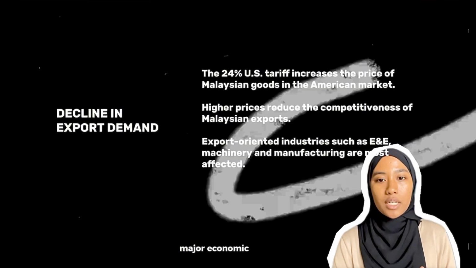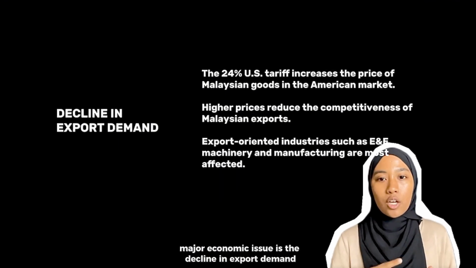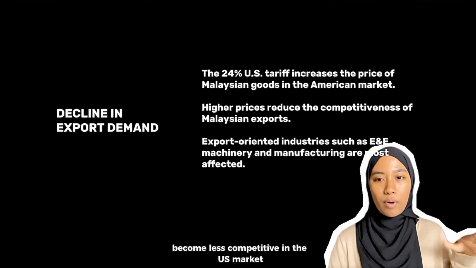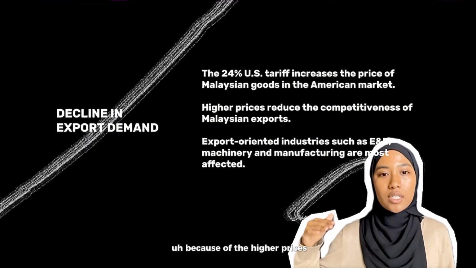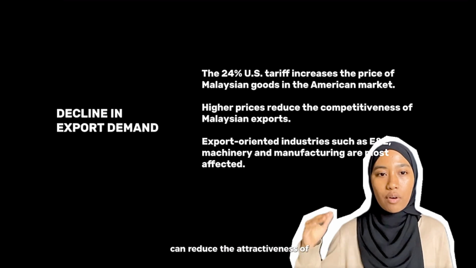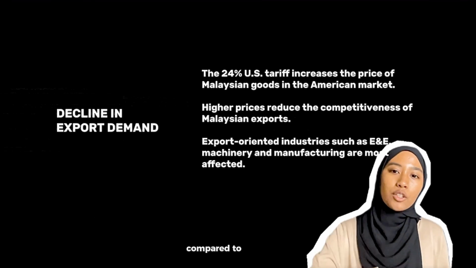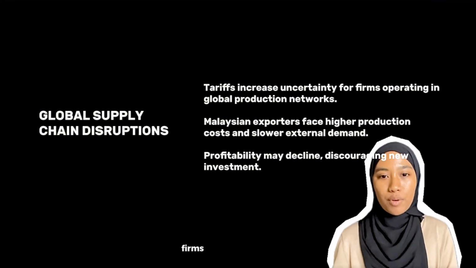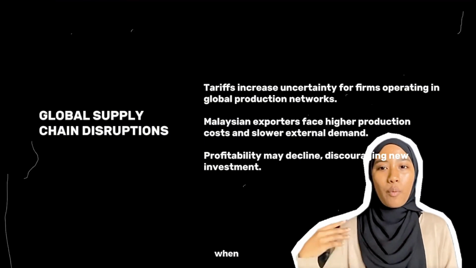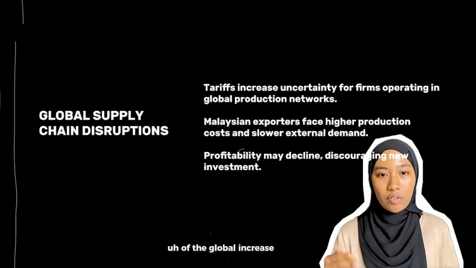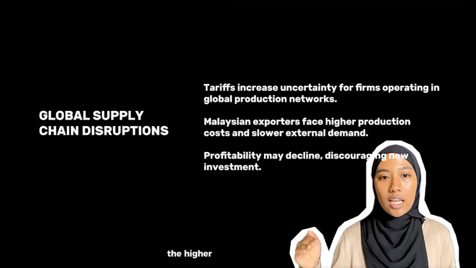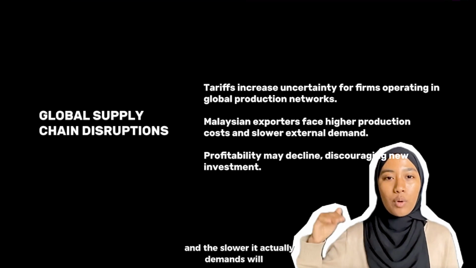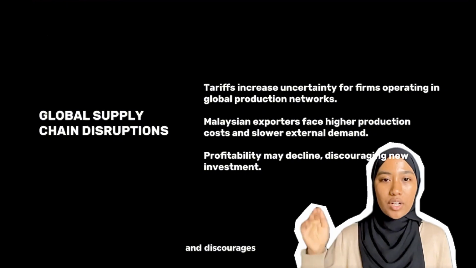The first major economic issue is the decline in export demand. Due to the 24% tariff, Malaysian goods become less competitive in the US market. The high prices can reduce the attractiveness of Malaysian exports compared to local or alternative foreign products. Global supply chain disruption: many Malaysian firms are part of global production networks. When tariffs increase, firms face higher production costs and slower demand, which may reduce profitability and discourage new investment.